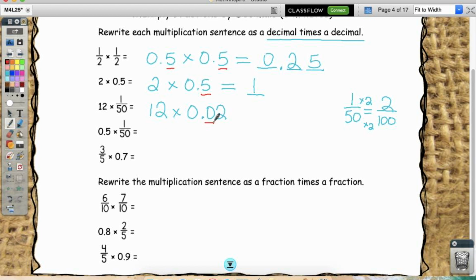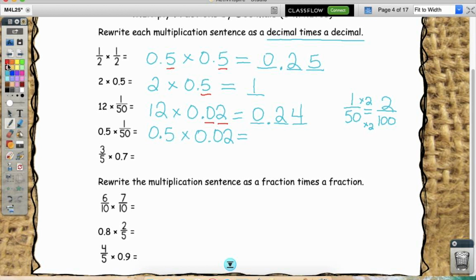Same strategy. Take the decimal out. What's 12 times 2? 24. Put the decimal back in. And what do I have? 0.24. Okay. Oh, we already know what 1/50th is because we just did it. What was it? 200. So I'm going to put 0.5 times 200ths.